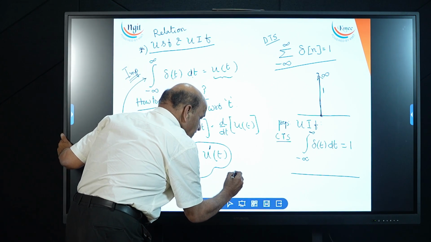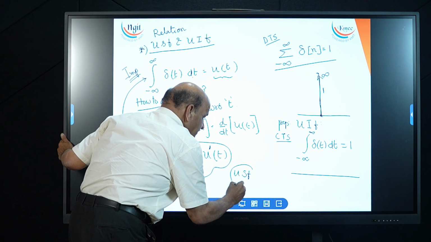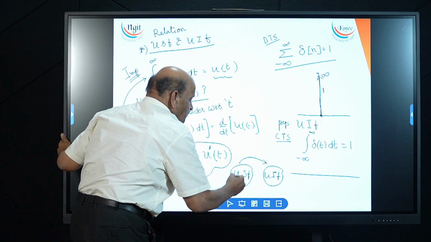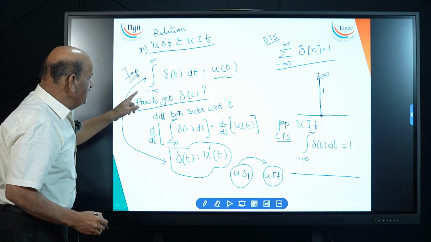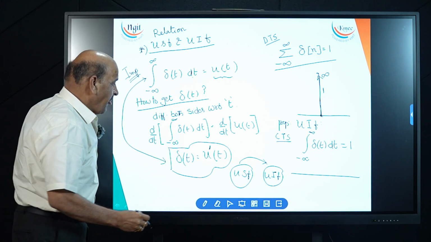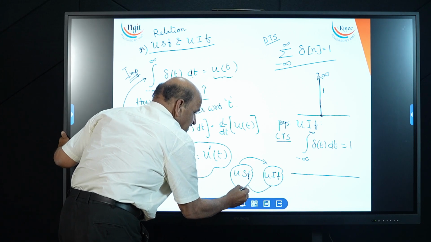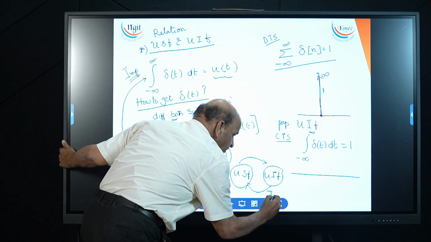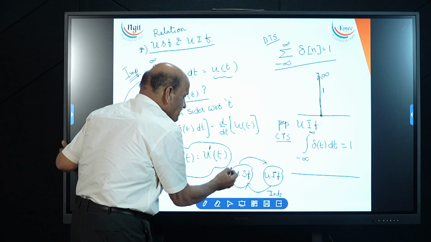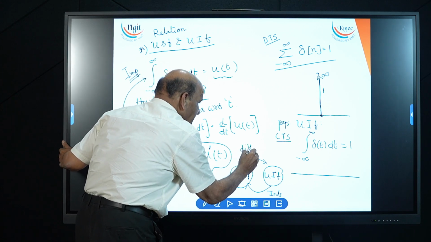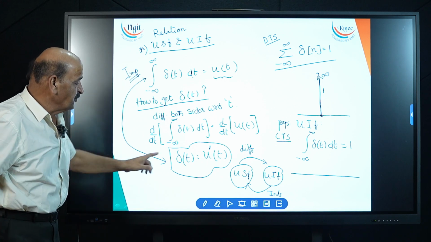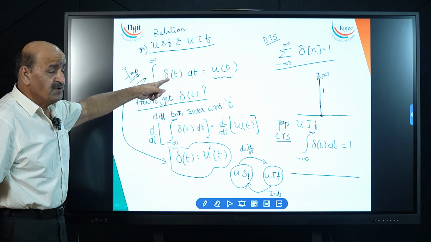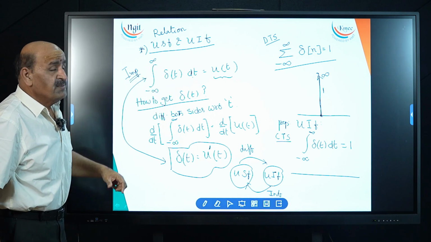Now just look at the unit step function. This is the unit impulse function. If the unit impulse function is given, by integrating you will get the unit step function. By differentiating the unit step function you will get the unit impulse function. Look at the difference between these two concepts. That is very much important from the students' examination point of view and also on a conceptual basis.